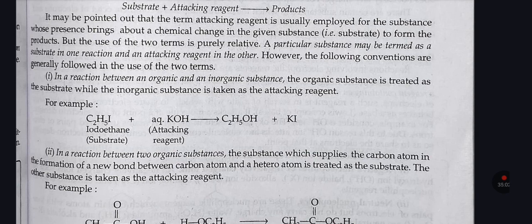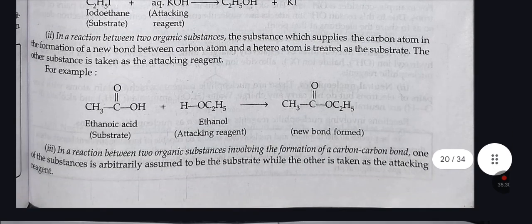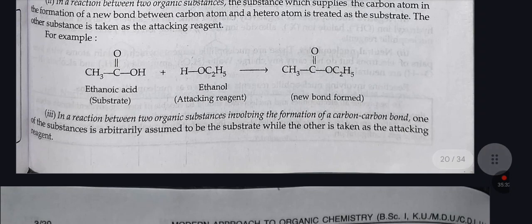For example, iodoethane plus aqueous KOH gives C2H5OH plus KI. Second, in a reaction between two organic substances, the substance which supplies the carbon atom in the formation of a new bond between a carbon atom and a heteroatom is treated as the substrate. The other substance is taken as the attacking reagent. For example, ethanoic acid, which is the substrate, plus ethanol, the attacking species, gives the new bond formed.